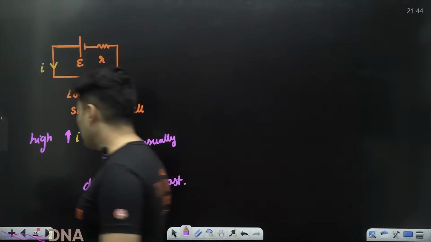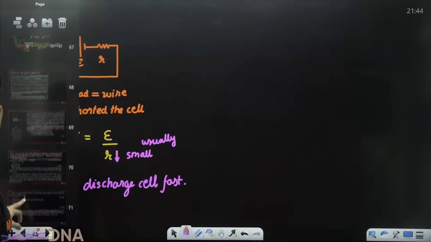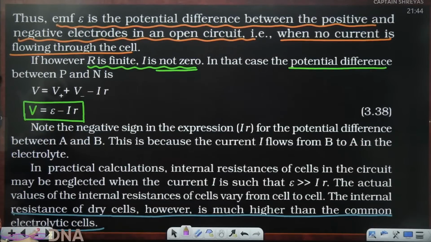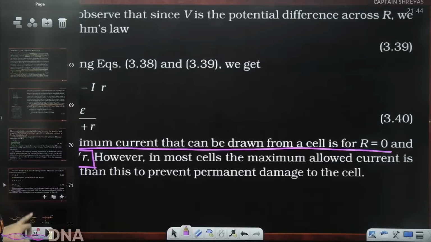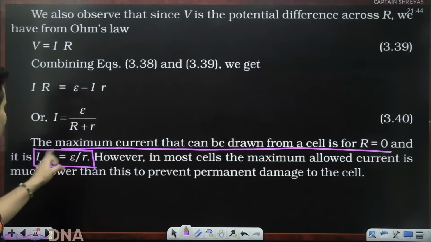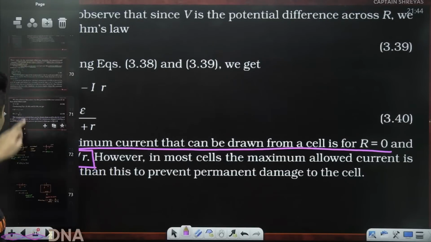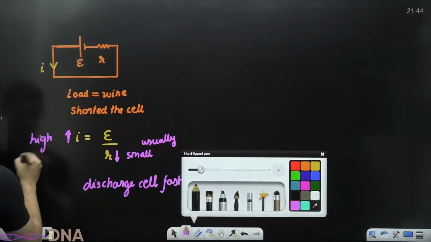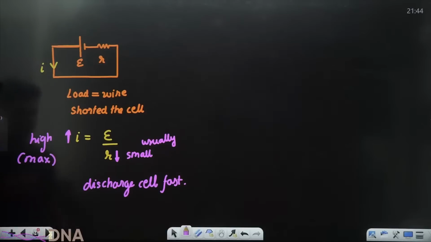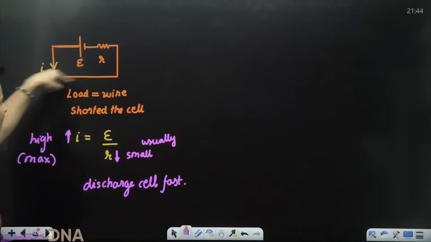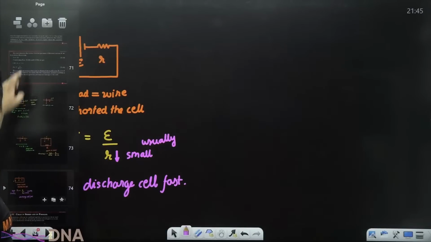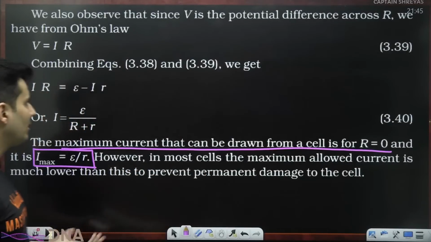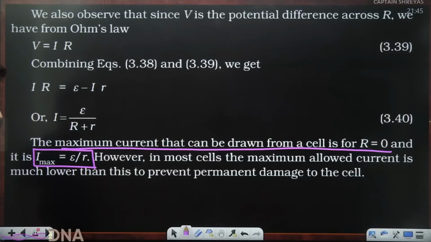That is what they have also explained in these paragraphs, if you notice. First they talk about how V is E minus IR, and then usually the resistance is small, so you will see a very large current will flow. This is that maximum current scenario, when there is nothing in the way, no load in the way. But that usually should not happen because it can damage the cell. It will discharge the cell really quick. I hope this is clear.